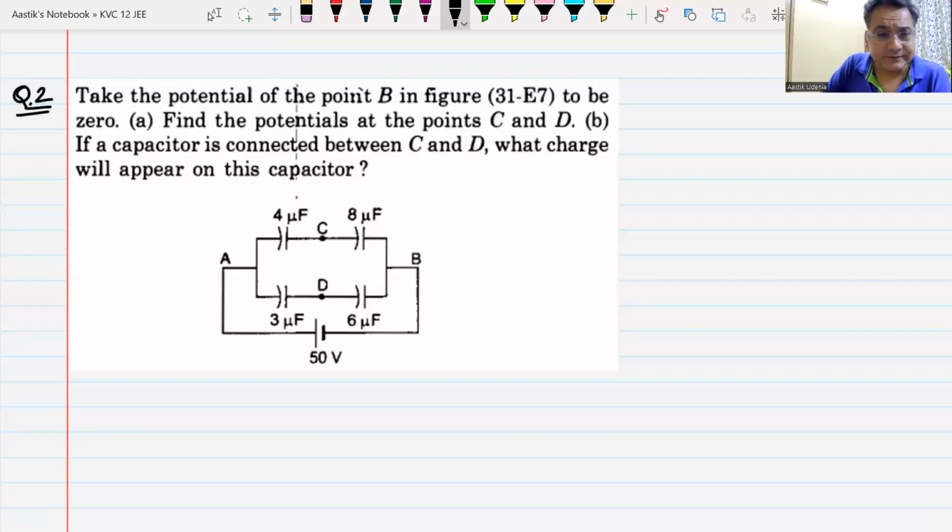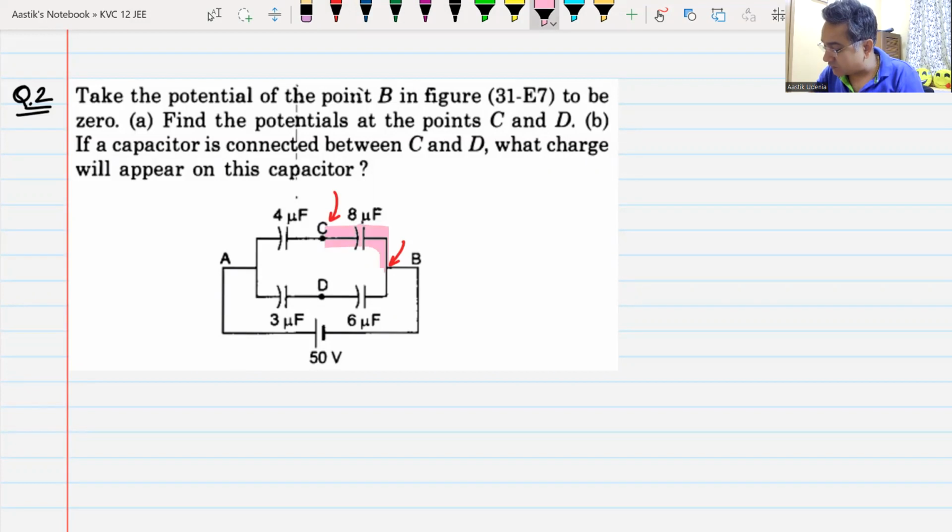2 minutes. So how are we supposed to do this? It's a very simple question. We don't have to use copy and pen. It has been given that the potential of this point can be taken as 0. And now, if I have to find the potential of this point C, basically what they are asking us is the potential drop across this 8 microfarad capacitor. Yes or no? Yes, sir.